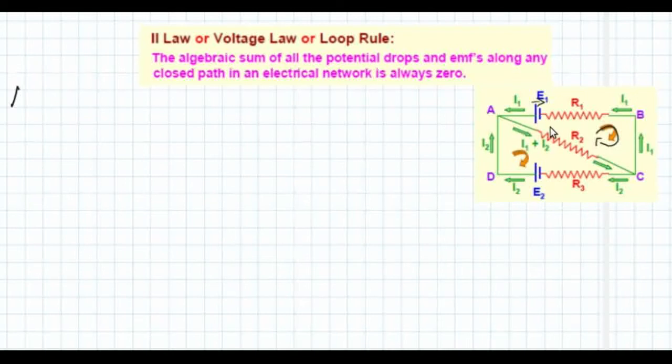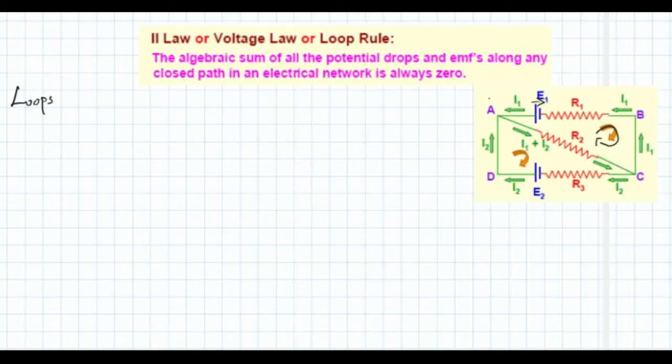Then for the cell, if the direction is clockwise, that means here in this case the direction is from positive to negative. So now this E1 will be taken as negative, from positive to negative. So it is negative E1. And for I1, the direction is opposite to the clockwise direction, so I1 can be taken negative. So this we will solve with an example.